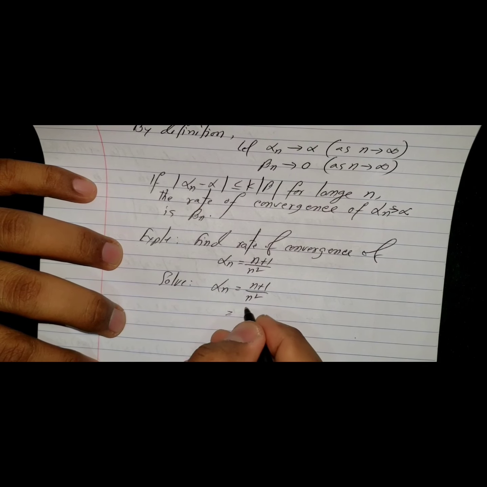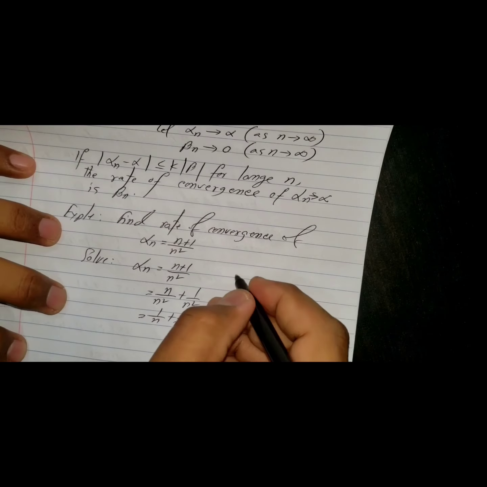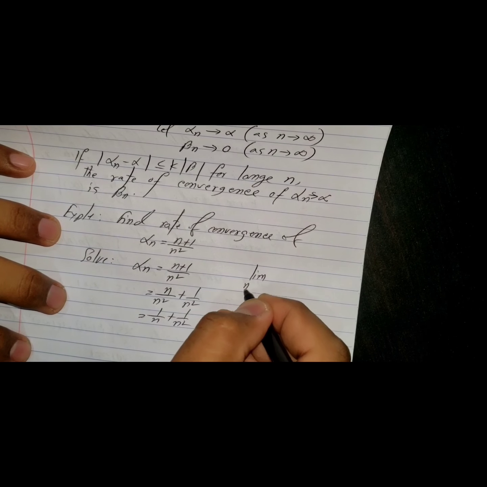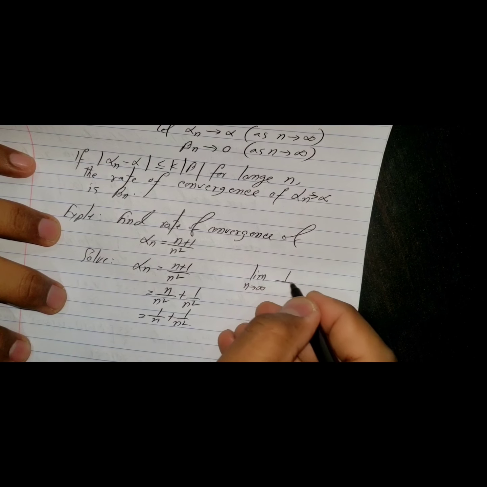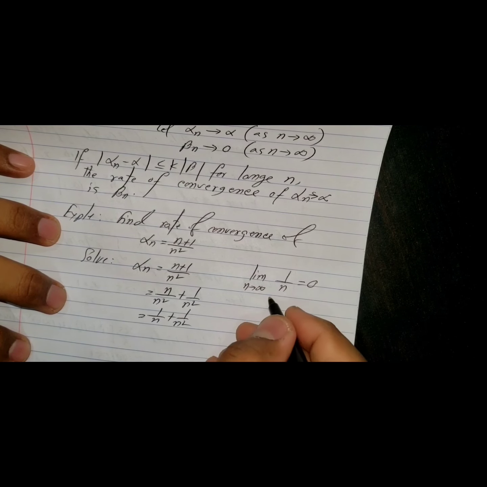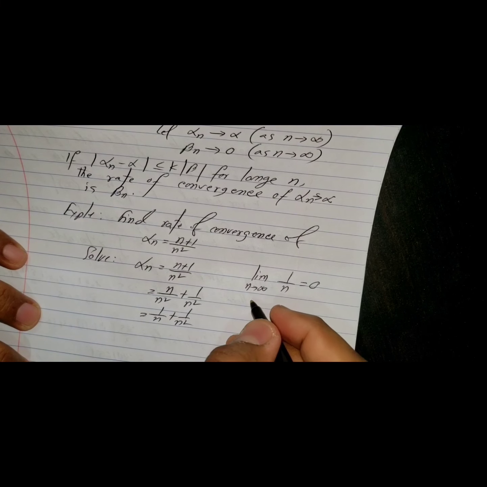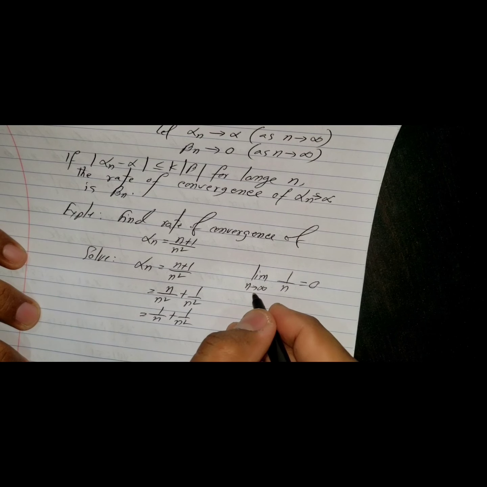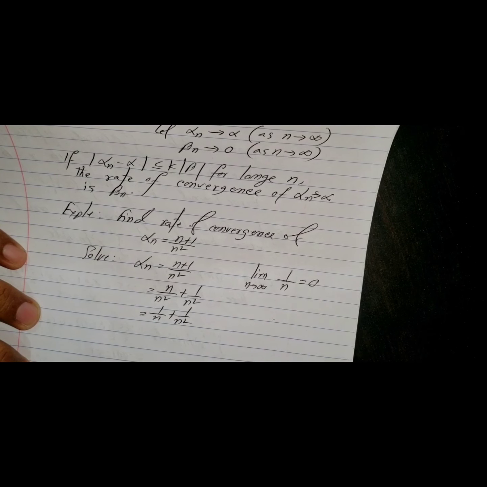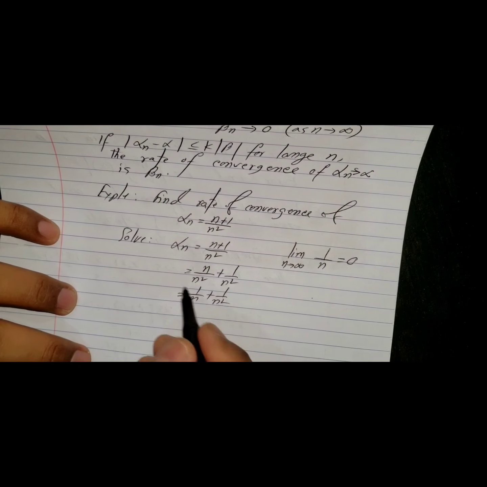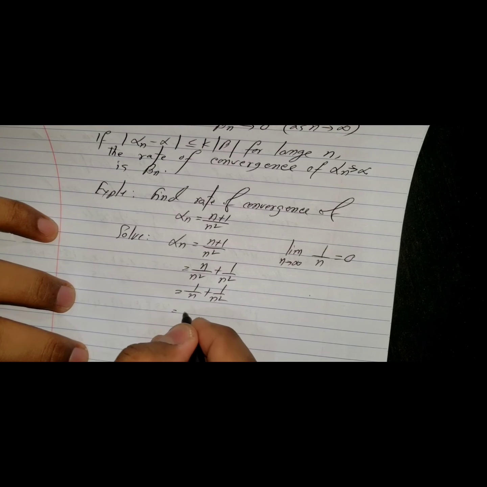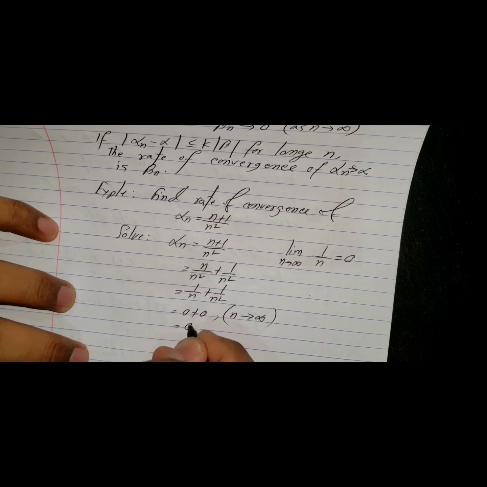Now you just simplify it. That gives you n by n squared plus 1 by n squared, and that gives you 1 by n and 1 by n squared. Hopefully you know the pinching theorem: when n or x is approaching infinity, 1 by n gives you 0. You can check the limit as x approaches infinity of 1 by x gives you 0. So by this theorem, we get 0 and 0 here, where n is approaching infinity.